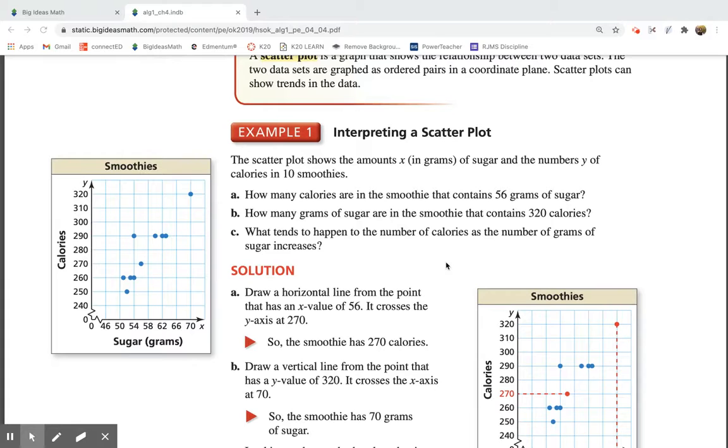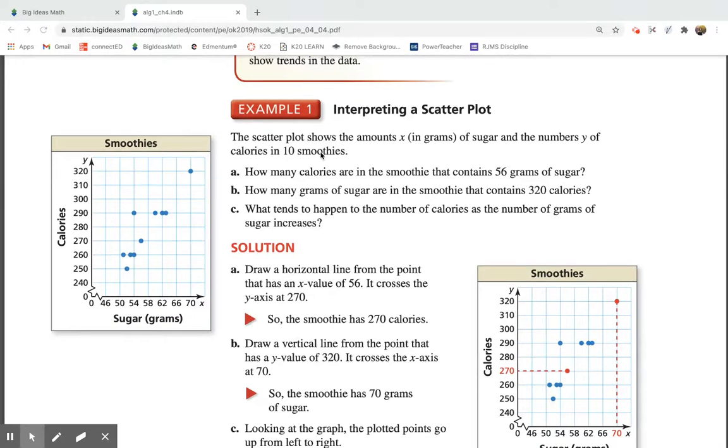So this tells us that the scatter plot shows the amounts X in grams of sugar and the numbers Y of calories in 10 smoothies. So we're looking at this one right here to the left. Sugar in grams is our X, calories is our Y. They just ask us questions about it to see if we can interpret this graph. It says how many calories are in the smoothie that contains 56 grams of sugar. So we would come down here and find 56 grams of sugar, go up, that would be 270 calories.